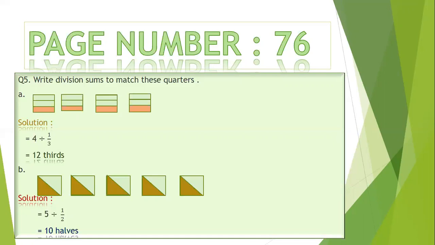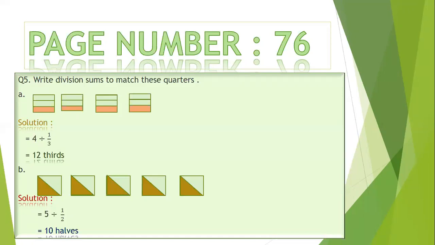5 shapes are given here and again one portion of each diagram is shaded. So according to this, we can write the fraction 1/2 because each diagram consists of 2 parts and one part is shaded. So when we write in the fraction form, we write 1/2. And how many diagrams are here? 5. 5 divided by 1/2.